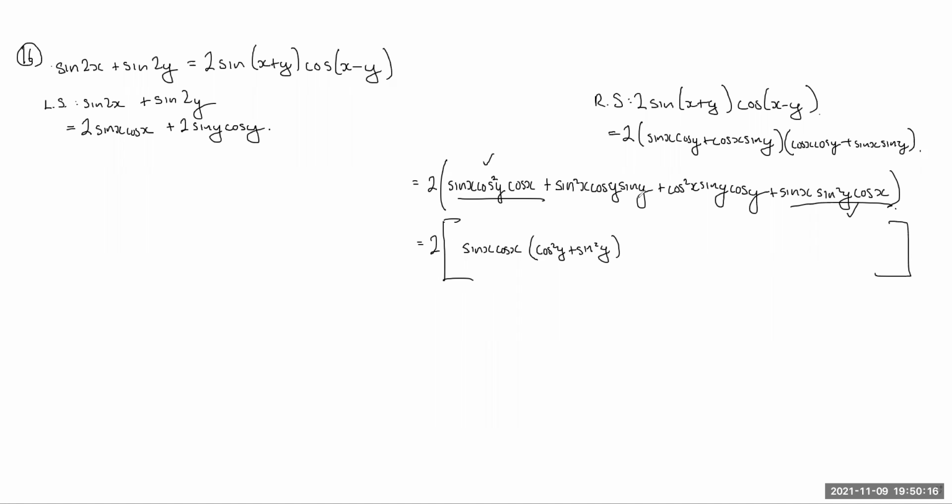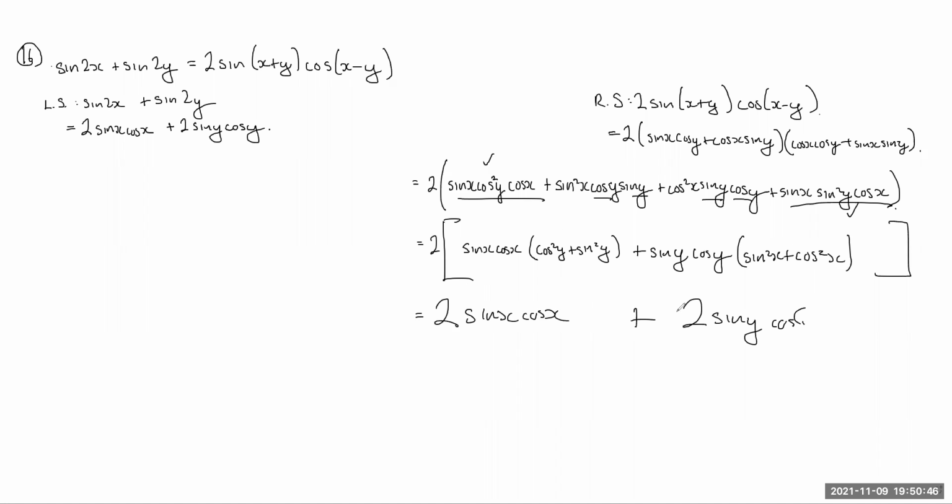Okay, now these middle 2 terms, what do they have in common? They have a cos y and a sine y in common. So I am going to factor out a sine y cos y, leaving me a sine squared x plus cos squared x. So yeah, they both turn into 1 and 1. And since the 2 is there, this is 2 sine x cos x, and this is 2 sine y cos y, which happens to be the left side, and we have proved it.